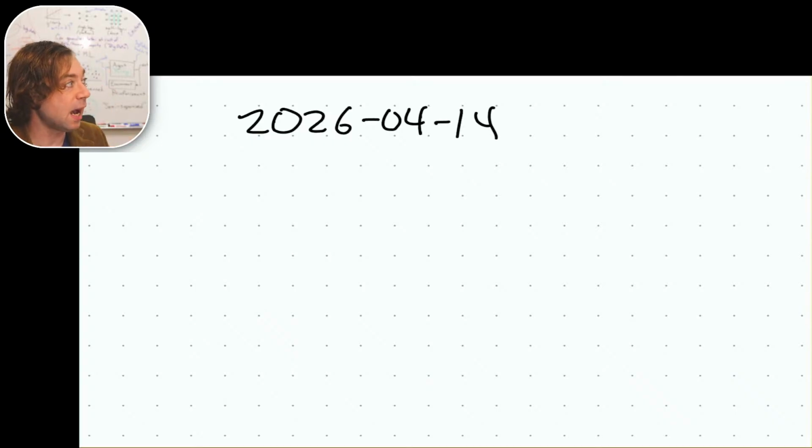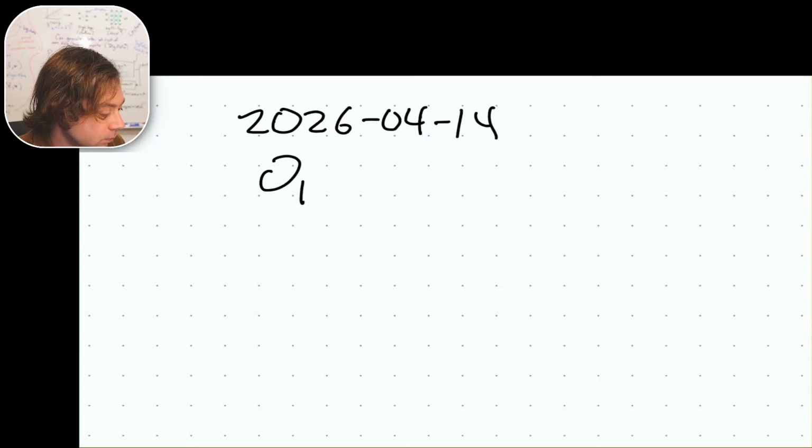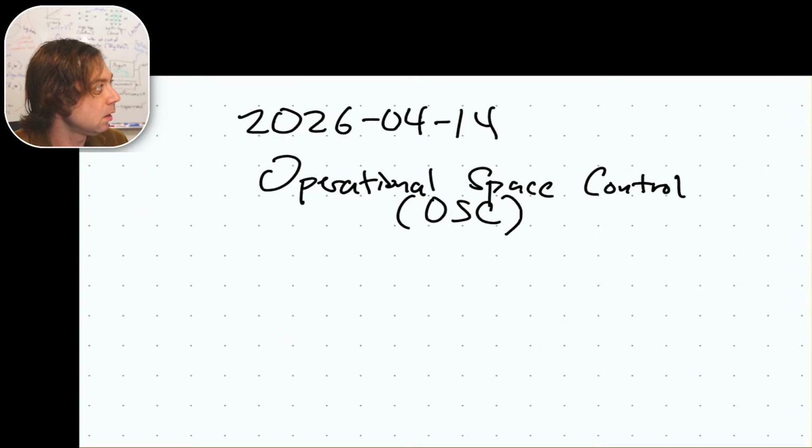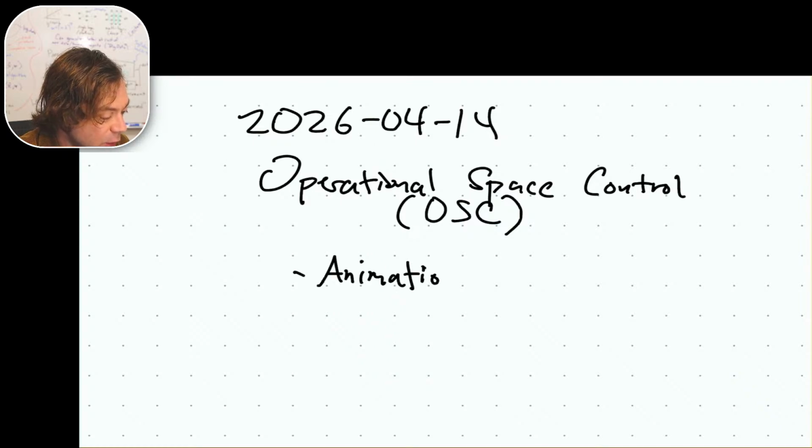So today, 2026 04 14. Okay, we're going to move toward the operational space control, or OSC, for this robotic arm. So we're gonna do a few things. We're gonna try to do an animation. That's gonna help us see what's going on with this robot arm in a way that's more intuitive than just seeing angles, legs flopping around, and it's just neat.